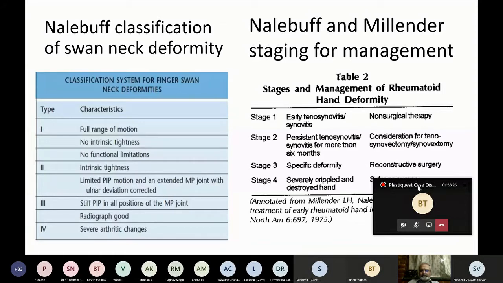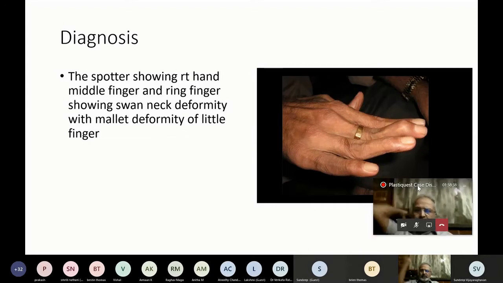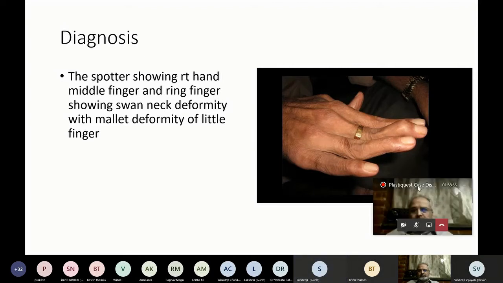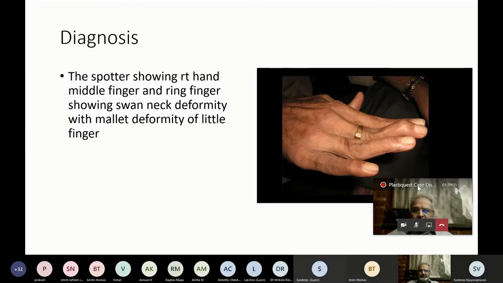Can you go back? I thought this was only a middle finger problem. Actually, ring finger, and we were also wanting you to discuss the middle finger. Middle finger only. Yes, sir. Only middle finger. Oh, okay, sir. Because if you think about rheumatoid with multiple fingers, very rarely you can have ulnar three fingers affected and the index totally normal.